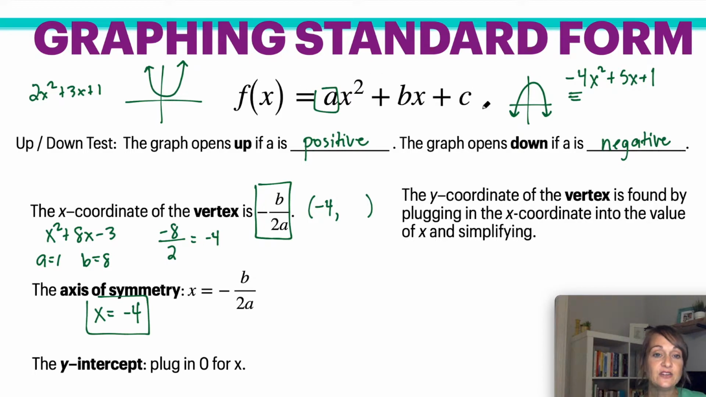The y-intercept of a standard form graph is found by plugging 0 in for x. So, for example, if we were to take, again, this graph, we would plug 0 into x, so we would get 0 squared plus 8 times 0 minus 3, which would give us negative 3.